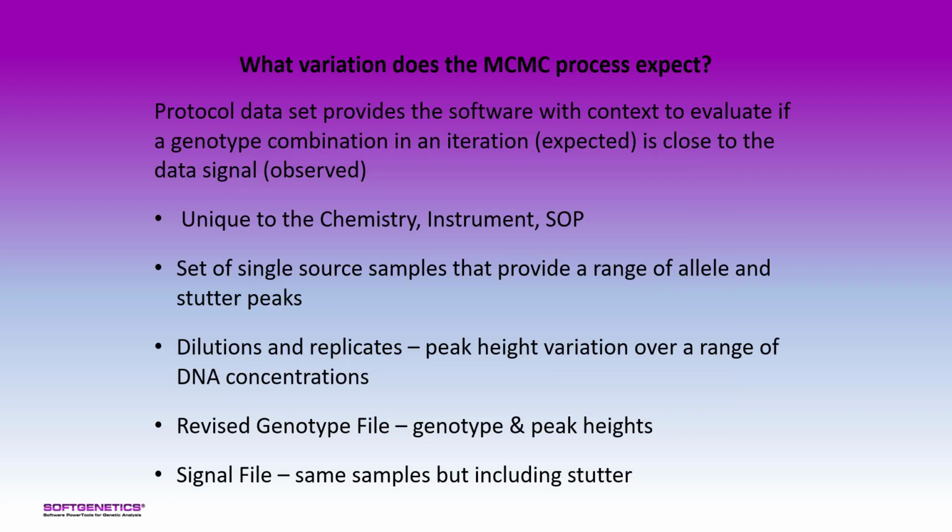Before analyzing data, MaSTR requires context to evaluate if an iteration's genotype combination is close to an observed data signal. The protocol dataset provides this context. The dataset is unique to a particular chemistry, instrument, and SOP, and consists of single-source samples run in a dilution series and in replicates. The protocol dataset consists of two files: the revised genotype file, which includes the genotype and associated peak heights, and the signal file, which includes stutter information.